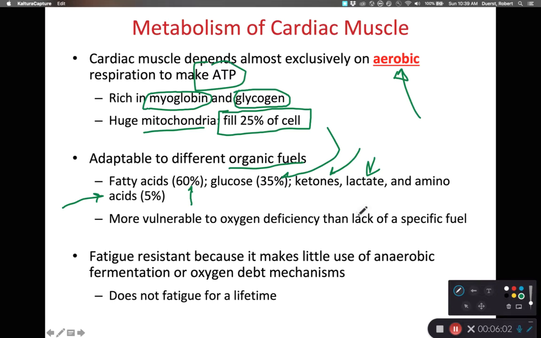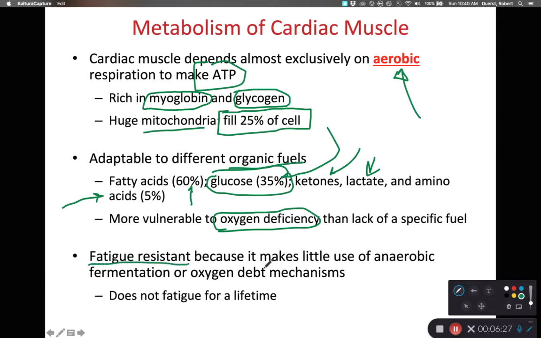So thankfully, when we think of our brain, it is almost exclusively dependent upon glucose for energy. Our cardiomyocytes, our heart, can use fat, glucose, or protein to make energy. It's really the oxygen deficit that's the problem for our cardiomyocytes. The limiting factor typically is oxygen, not fuel sources.